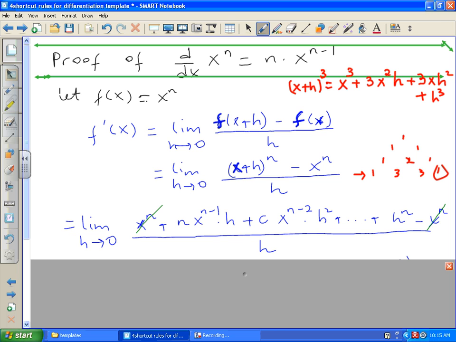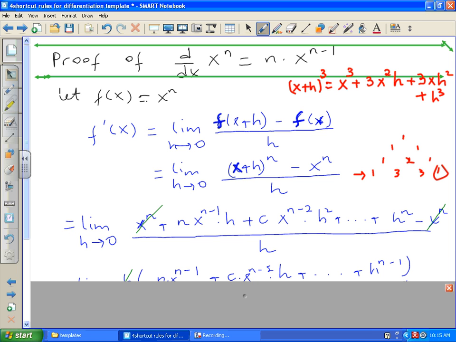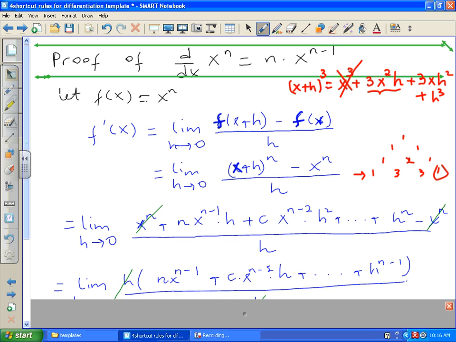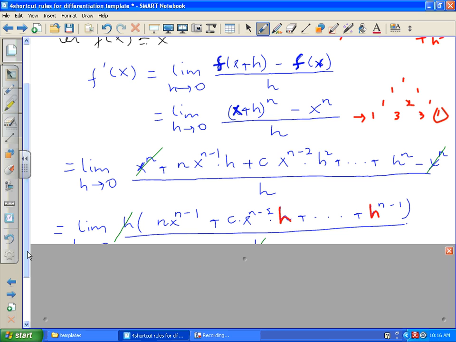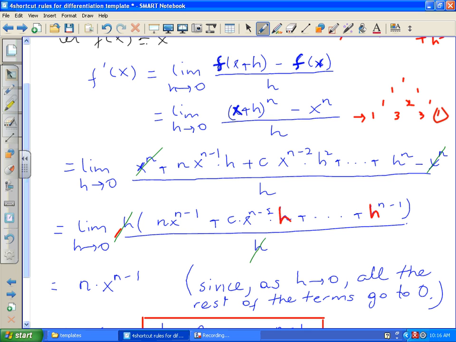Now, everything else has an h in it, which means you can factor out an h from everything else that is remaining. So this is already gone, okay? If you were to factor an h out of this, that would be 3x squared, right? And everything else still will have an h in it. All the other terms will have an h in them. So as h goes to 0, the h's you factored out, they disappear.